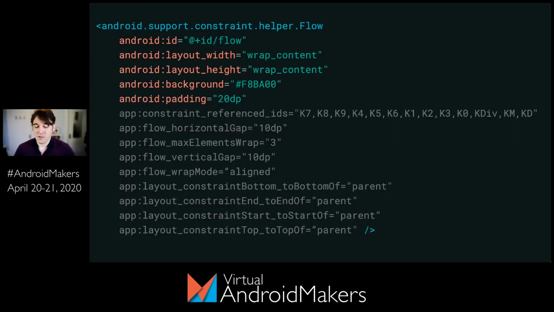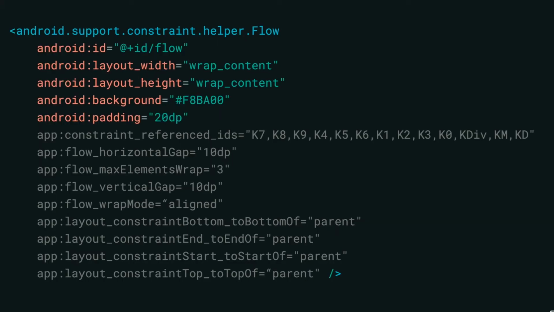Now, how does it work in XML? Again, it's a normal view. So you have your typical layout width, layout height. Here I set a background. You can set up a padding. It's a normal view. It has an ID. It's as usual in constraint layouts. And in fact, you can constrain it as well. So here I'm just centering it in the parent. The only thing different is those lines.